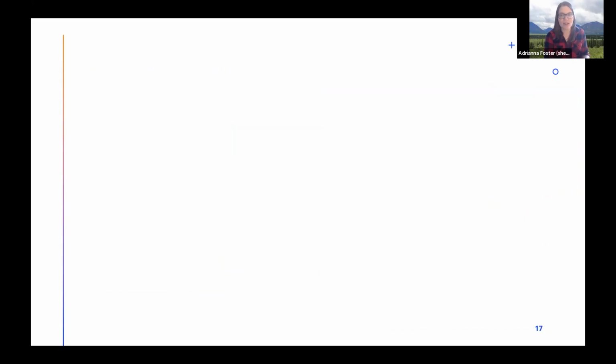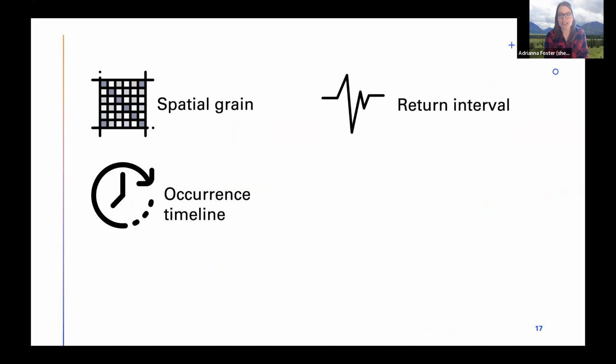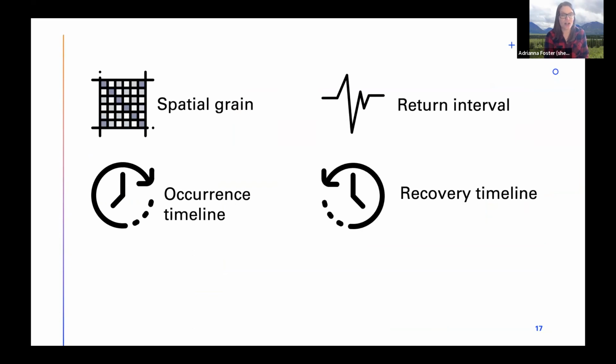So we developed several overarching spatiotemporal characteristics. Spatial grain, which describes the average extent of an individual disturbance event. Return interval, which describes the average length of time for a disturbance to reoccur in the same location. Occurrence timeline, which describes the average length of time it takes for the disturbance event to play out. And then recovery timeline, which describes the time it takes for the vegetation or ecosystem to return to pre-disturbance conditions.